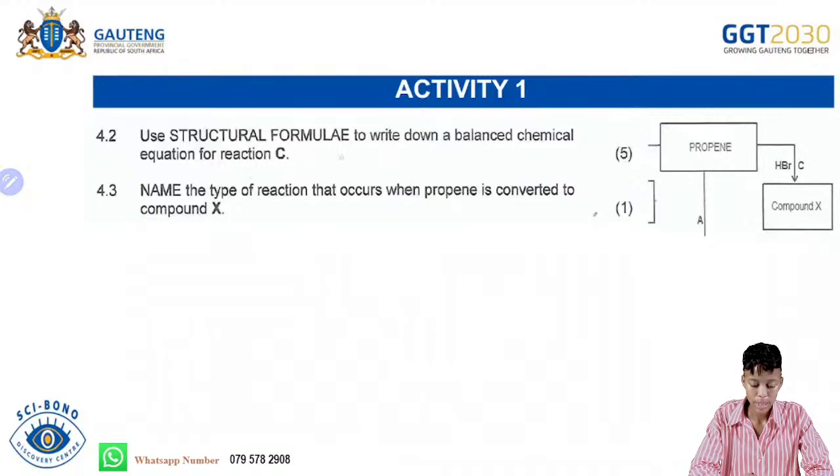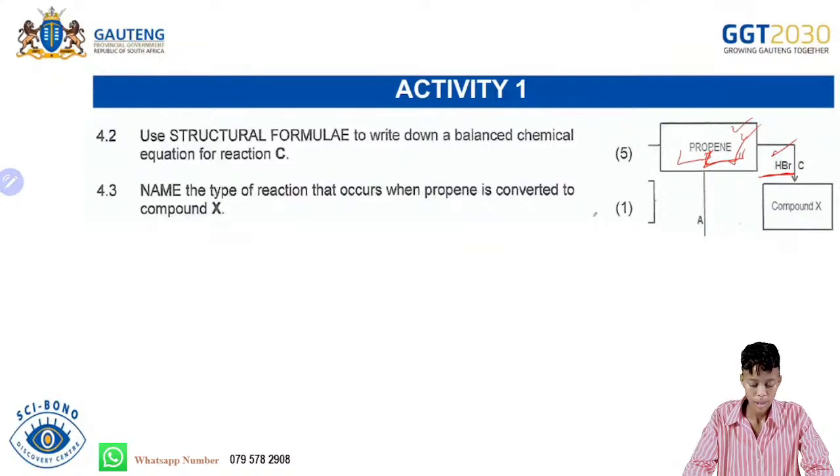Then the next one says use structural formulae to write down a balanced chemical equation for the letter C. So what is it that we have by the letter C? Again, we are starting with propene. So how are you going to tackle this one? You know that the homologous series of propene is alkene, and it's an alkene because it has a name ending in -ene. And how many carbons are you going to draw for this one? You will have a total of 3 carbons. You will also have a double bond. And what is it that you need to add? You are going to be adding HBr.